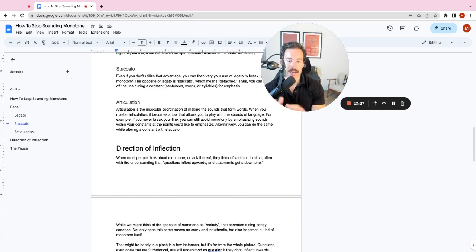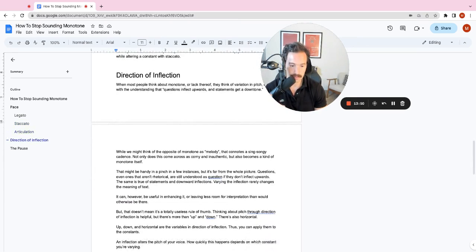Now let's talk about inflection through this idea of direction. Direction of inflection: when most people think about monotone or a lack thereof, they think of variation in pitch, often with the understanding that questions inflect upwards and statements get a downtone. Like we mentioned previously, we might think of the opposite of monotone as melody, but that has the connotation of a sing-songy cadence. Not only does this tend to come across as corny and inauthentic, like you are a newscaster, but it also becomes a kind of monotone itself.